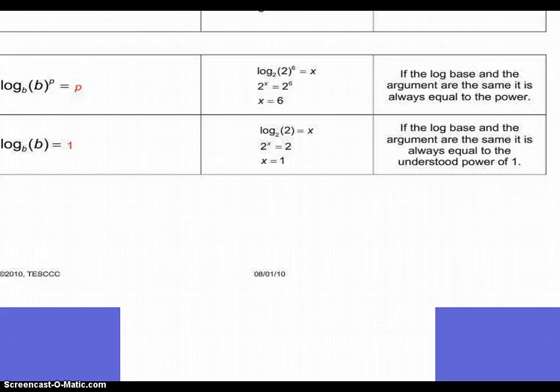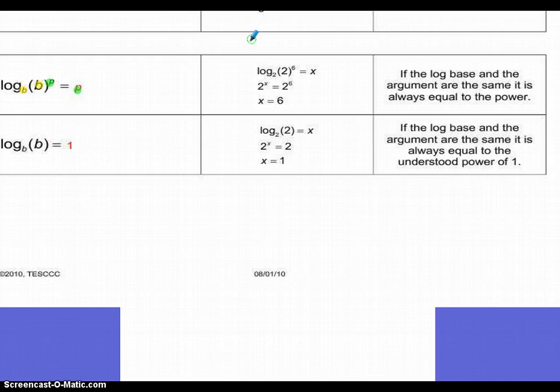Okay, make sure you make note of the special cases at the bottom. When I have log base b of b to the p power equals p, look at this equation over here. You notice that I'm going to end up with 2 to the x power equals 2 to the 6th power, so x is going to equal 6. So if the log base and the argument are the same, it is always equal to the power. If the b's are the same here, and the p's are the same here, then my answer is always going to be what my p is.